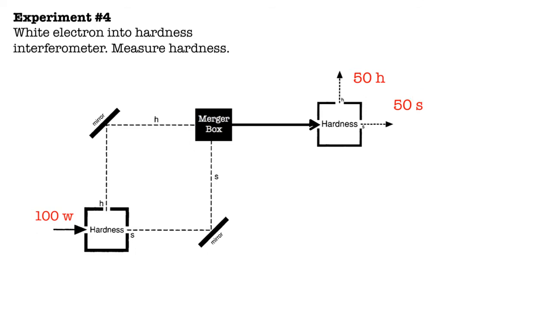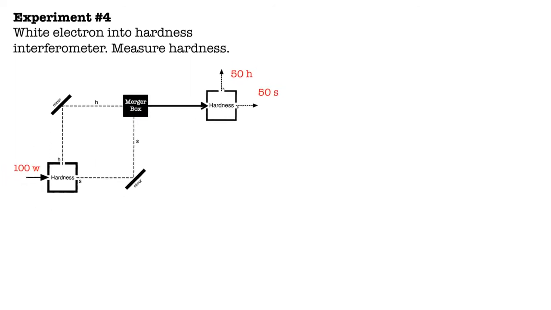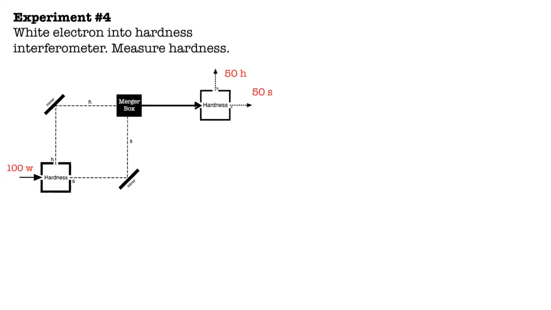and we measure hardness at the output of the interferometer, and what we find is 50 hard and 50 soft. So let's try to explain two possibilities for this, and I'll call one possibility the mixed state possibility and the other the superposition state possibility. So we'll make this a little bit smaller to give us some more space to write and do our analysis, and here we go.